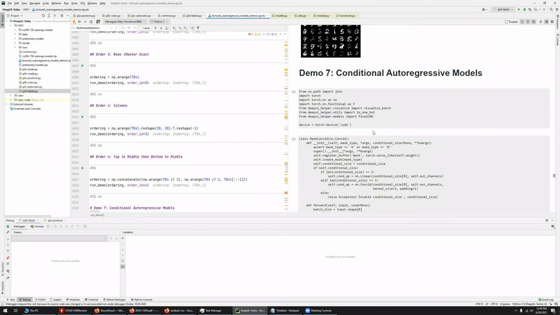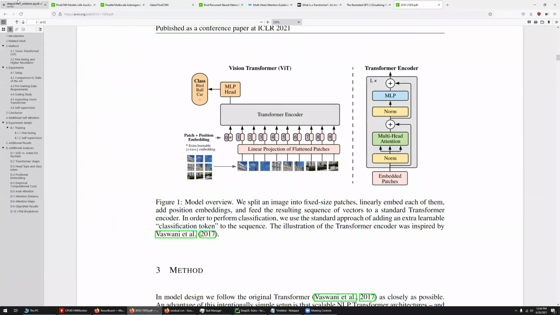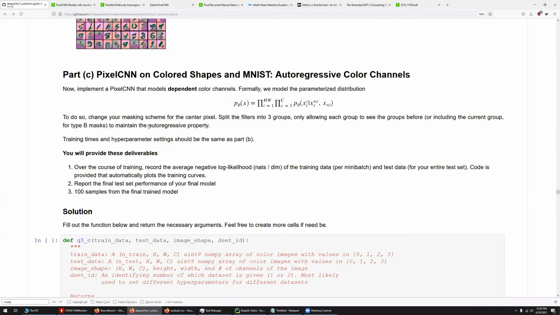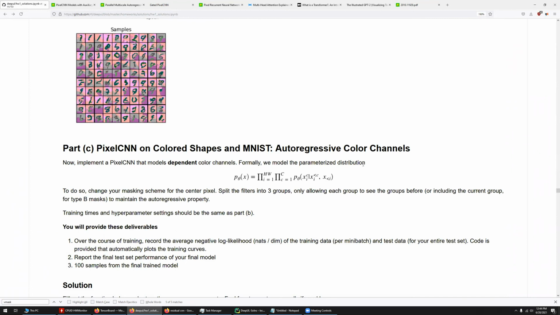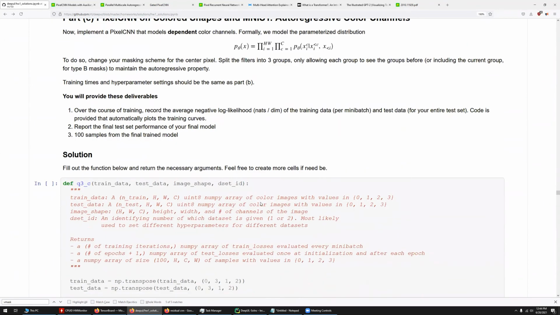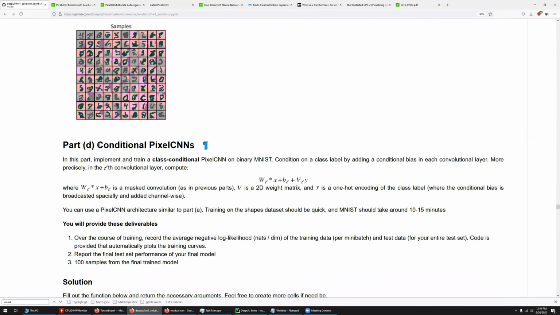Yep, they just use the variable called color conditional, but I don't think they use the word color conditional in the homework anywhere. So in the code they call it color conditional, but it's just autoregressive color channels. There's no conditional term. I think it's just in the code they use the term conditional, but it's just different color channels. When they mean conditional, I think they always mean class conditional. So here it's conditional PixelCNNs, and it's always class conditional.